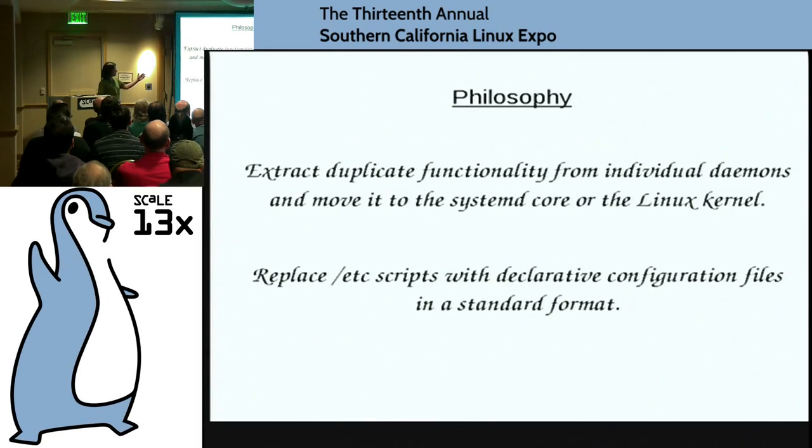The real idea behind systemd is to extract duplicate functionality from all those bash scripts, put it in one place, write it in C, optimize it, make it more secure, more stable. And so some of the stuff that's coming out of those scripts is moving to the Linux kernel, which I'm going to talk about in the second half of the talk, if I don't take too long in the first half, and some is moving to the systemd core.